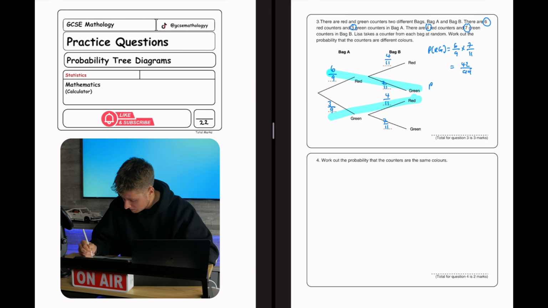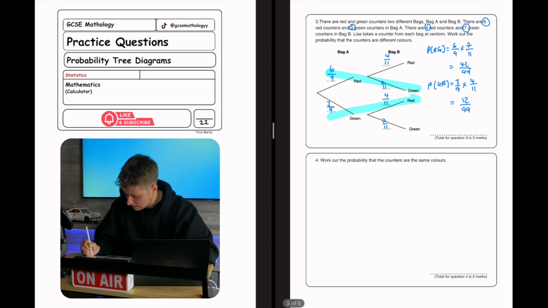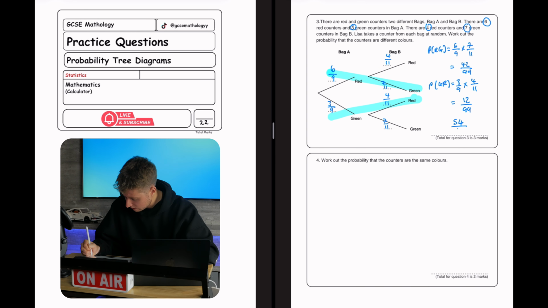And then we've got the probability of green and then red. So 3 out of 9 times 4 out of 11. So this is equal to 12 out of 99. And then we add the probabilities for the different options to get the resultant probability. So this is 42 over 99 plus 12 over 99. So 42 plus 12 gives me 54. So the final answer is 54 over 99.